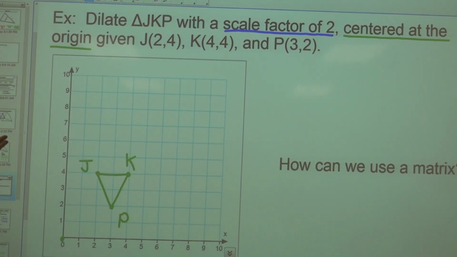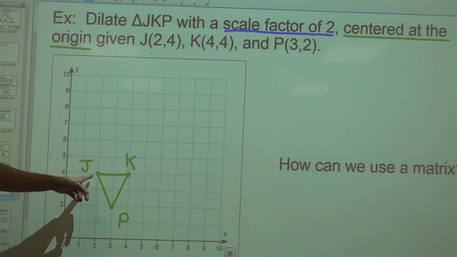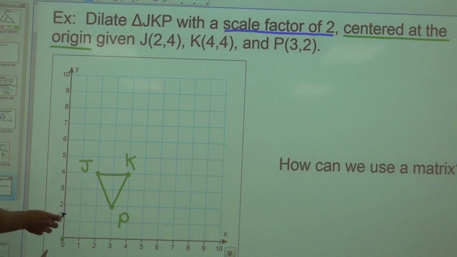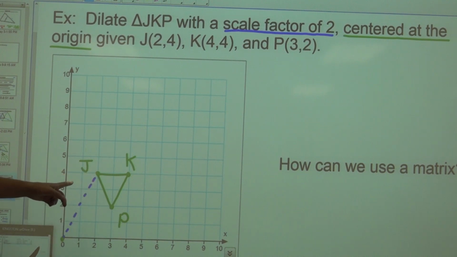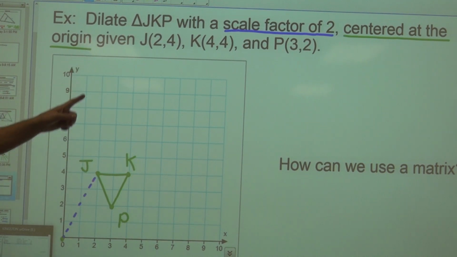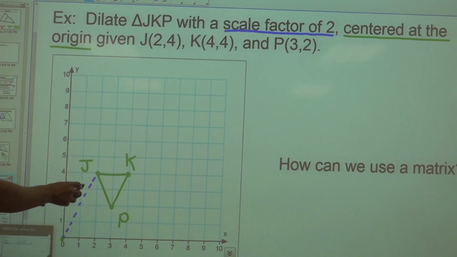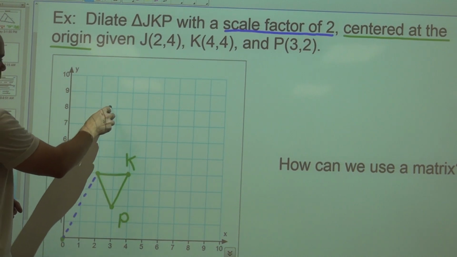So what are we doing with a scale factor of 2? Well, we're taking this distance here, this distance right there. So let's say I was moving J. This is the concept behind a dilation. To get to J, I moved up 4 and over 2. So I'm going to double that movement. A scale factor of 2 would double that movement. So I've gone up 4 over 2.